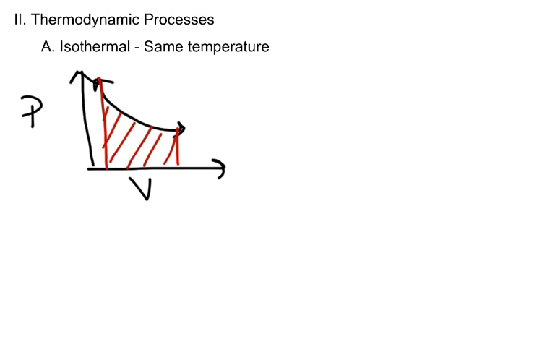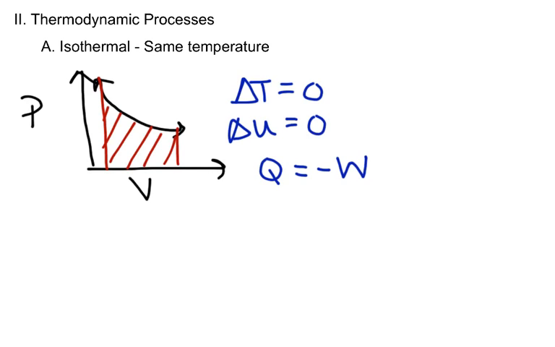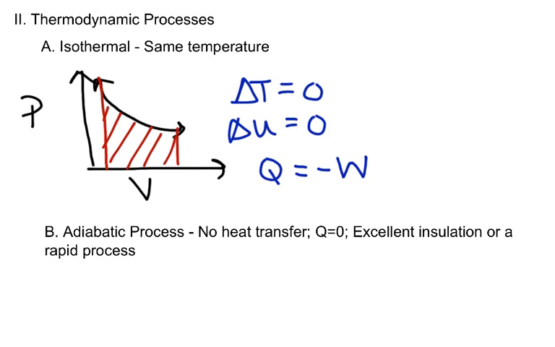Now keep in mind, temperature is constant, so a change in temperature would be equal to 0. Temperature is directly proportional to internal energy. So if my change in temperature is 0, my change in internal energy is 0. And using the first law of thermodynamics, then, my heat transferred is equal to the negative work done in an isothermal process.